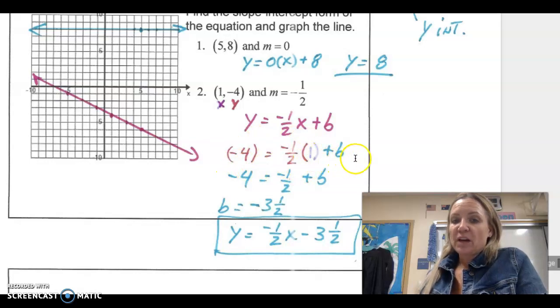The only variable left is our b. So we're going to solve for that b. If I multiply -1/2 times 1, I get -1/2. If I add that 1/2 to both sides, -4 plus 1/2 is -3.5. So that's what plugs in for b over here. And the slope, they gave it to us in the question, so that part's easy.